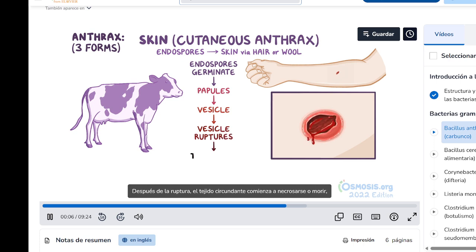After rupture, the surrounding tissue begins to necrose or die, leaving behind a characteristic painless black skin lesion called an eschar.